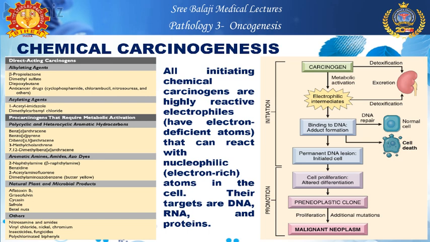The other way carcinogenesis can be produced is by chemical carcinogenesis. You have a long list of different chemicals, direct acting carcinogens and procarcinogens, which can all undergo metabolic activation and produce cancer. All initiating chemical carcinogens are highly reactive electrophiles that have electron deficient atoms that can react with nucleophilic, electron rich atoms in the cell. Their targets are DNA, RNA and proteins.